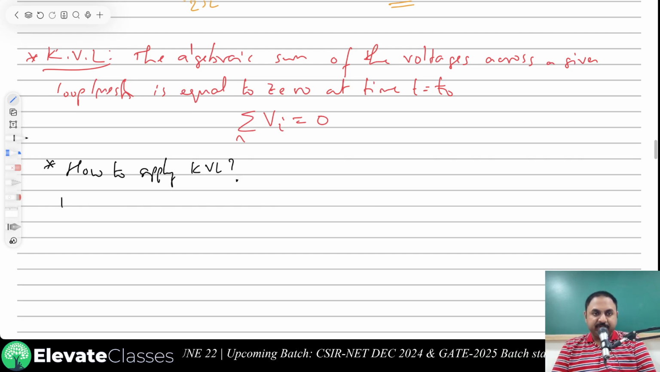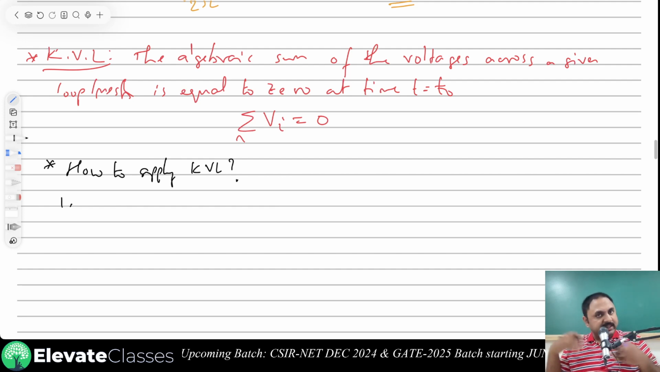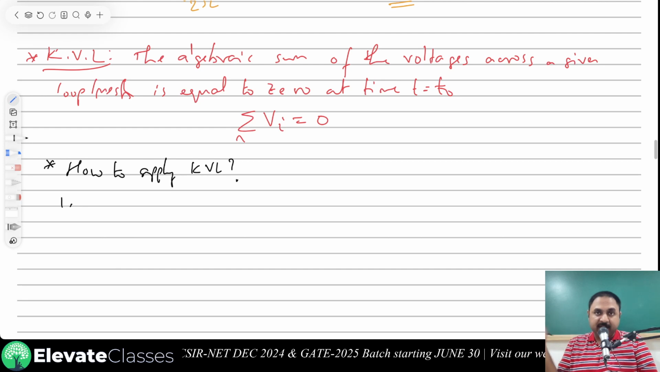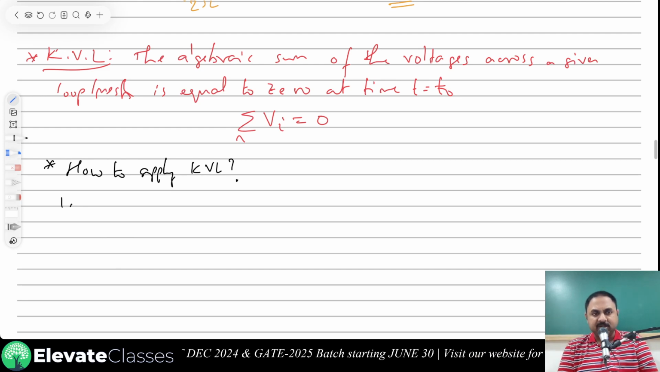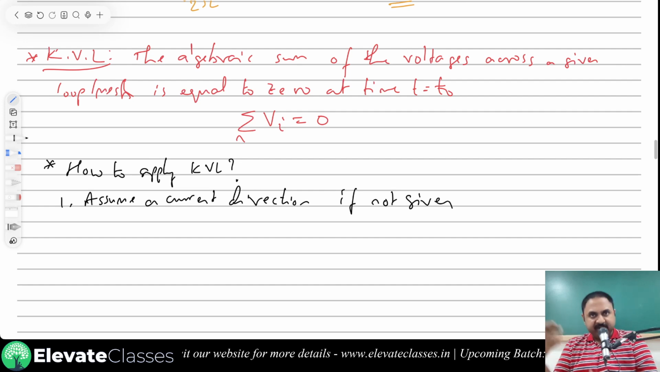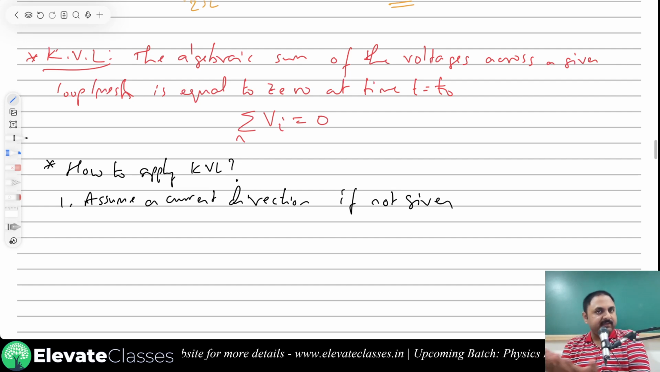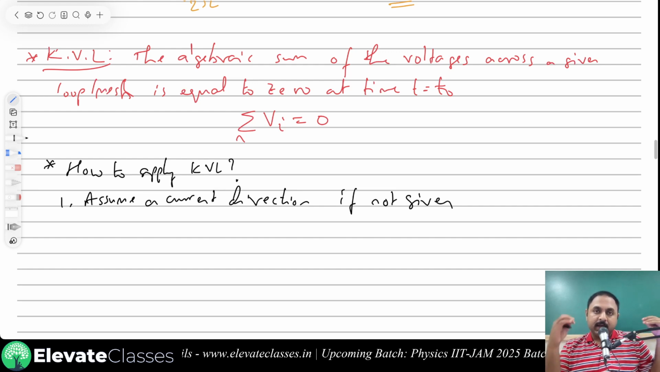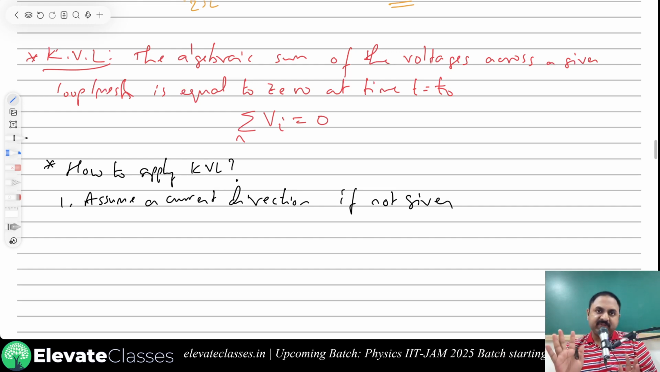Okay, the first point is either they will give you a current direction or you assume a current direction. Either in the question you will be given a current direction, or you assume one yourself. Assume a current direction if not given. That means if they have given you a current direction, use it. If they have not given, you assume it. You are assuming it, so there should be no confusion. Assume any direction, finally you will see that your answer is right.